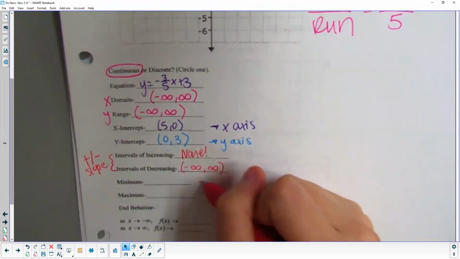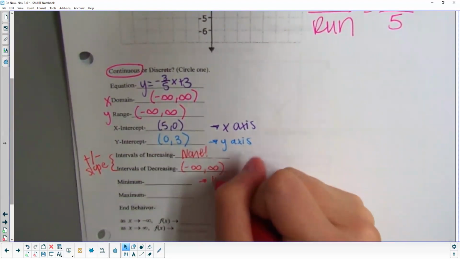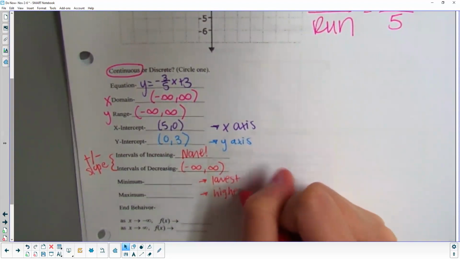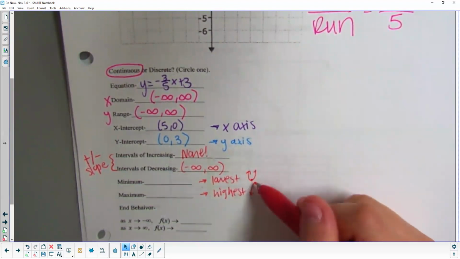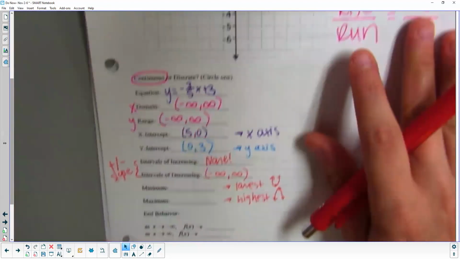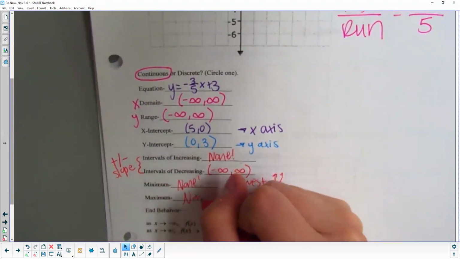Now, minimum means the lowest. Hold on, let me think about that. Yeah, lowest point. Maximum means the highest point, meaning it stops. The lowest point is going to look something like this, and the highest point is going to look something like this. And our graph doesn't look like this. It doesn't stop. It doesn't have a highest point or a lowest point, which means I have none for minimum, none for maximum.